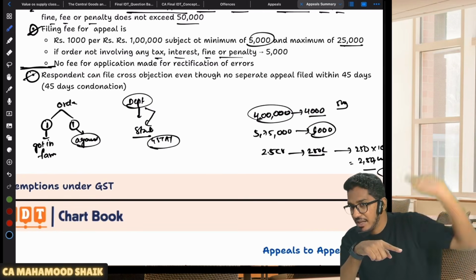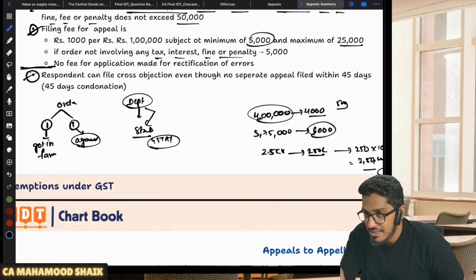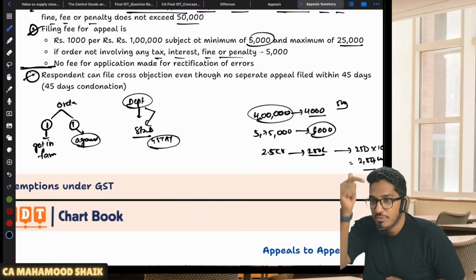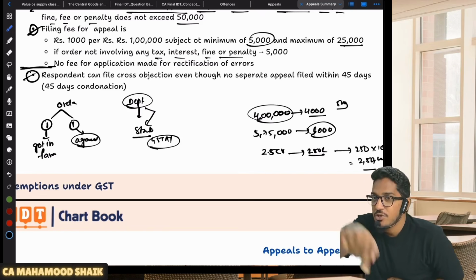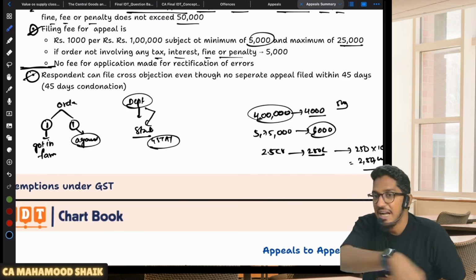You did not file an appeal earlier, but now the department has started an appeal. Now what you do is, whatever issues in that order you are not agreeing with, you file it in the memorandum of cross objection. The GSTAT will consider it as equal to an appeal. Those matters will also be considered in that case. Whatever you wanted to challenge, you can do that too.